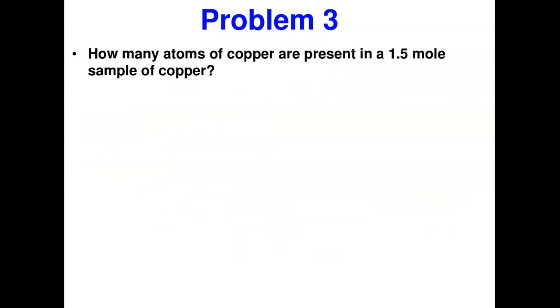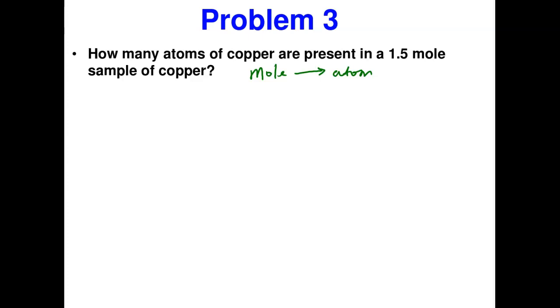We go to the next one. It says, how many atoms of copper are present in 1.5 mole of copper? It says, how many atoms of copper? So we're going from mole to atoms. And the relationship between mole and atoms, remember an atom is a specified entity, will be the Avogadro's number. So let's put it down.